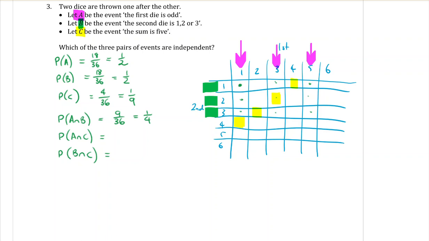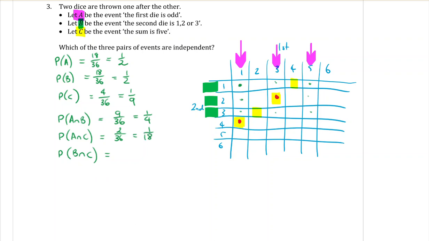A and C means it has to be both in the pink rows and it has to also be highlighted yellow. So that is just going to be this one and this one. They're the only ones that overlap for those. So it's 2 out of the 36, which simplifies to 1 out of 18.